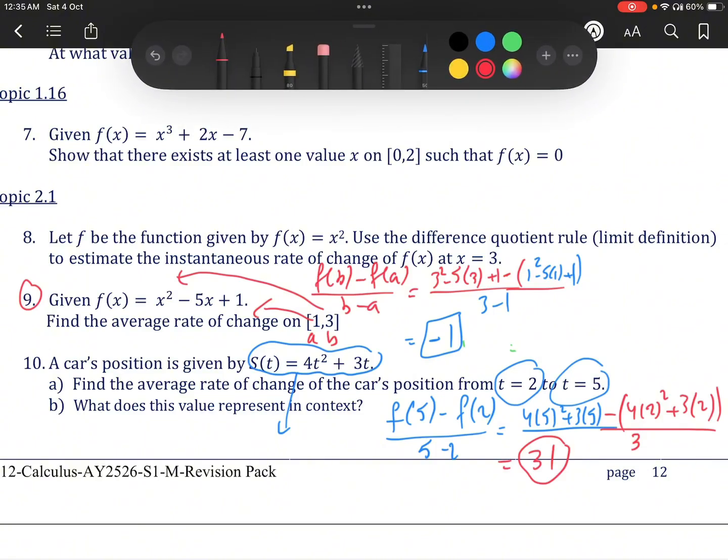What does this value represent in context? In general, the derivative regarding physics represent the velocity in general. So we're talking about the average rate of change. So here it represents the average velocity.